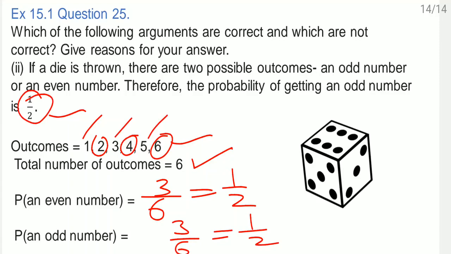Now here we have completed all the questions of probability.